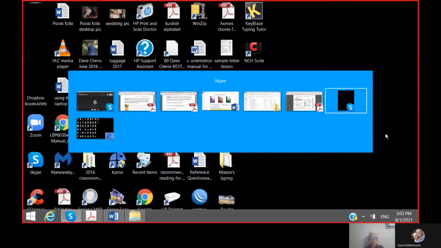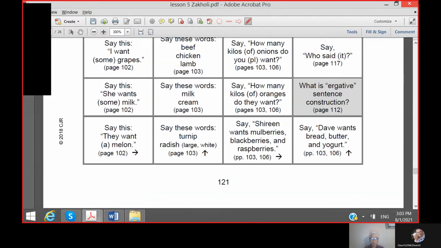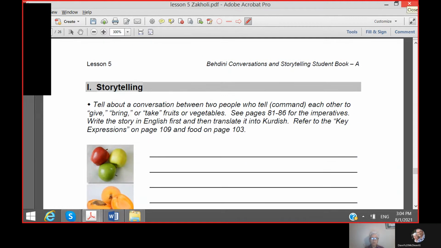Okay, so we're picking up where I left off in the last one. We start with section I in lesson 5. This is on page 122. This is where you're supposed to tell about a conversation between two people who tell or command each other to give, bring, or take fruits or vegetables.